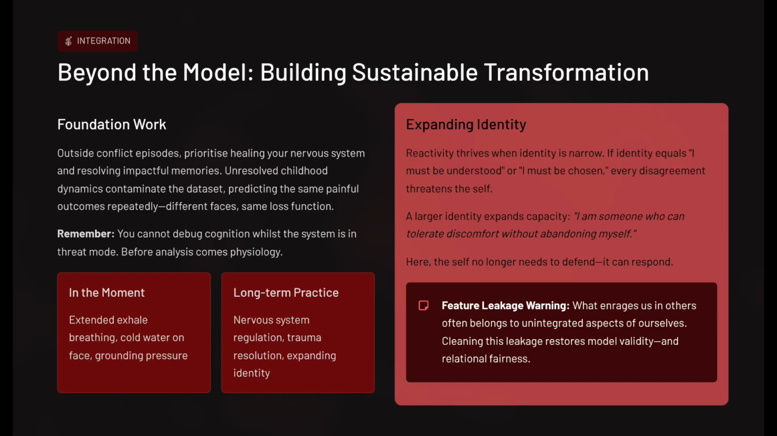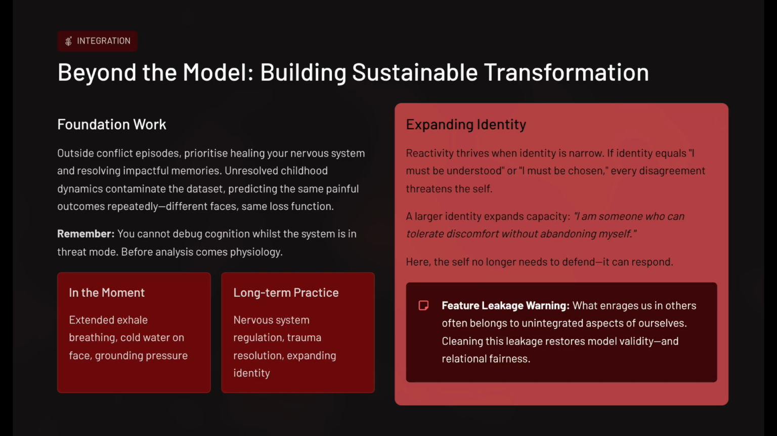However, in your day-to-day life, try to build a larger identity. Reactivity thrives when identity is narrow. If identity equals, I must be understood, I must be chosen, then every disagreement threatens the self. A larger identity expands capacity. I am someone who can tolerate discomfort without abandoning myself. Here, the self no longer needs to defend, it can respond.